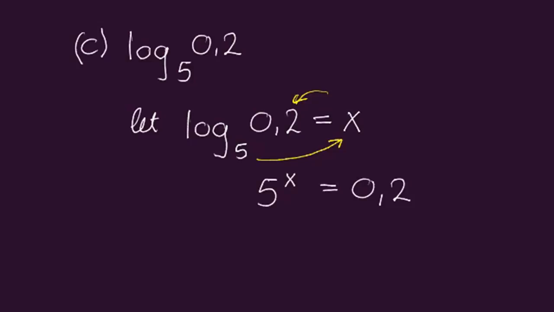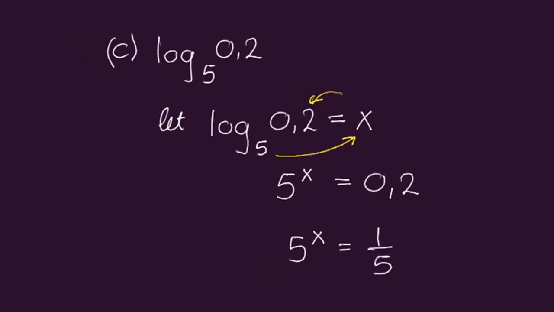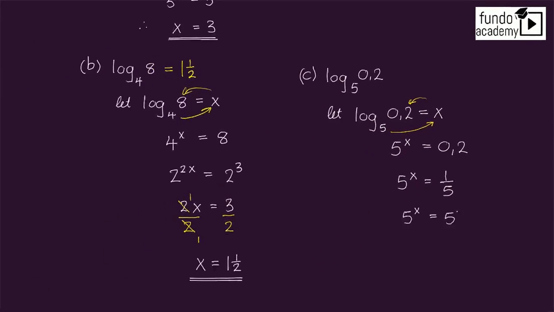You know 0.2 as a fraction is 1 over 5, which can also be written as 5 raised to the power of -1. So we can therefore say that x is equal to -1, and that is the solution to part C.